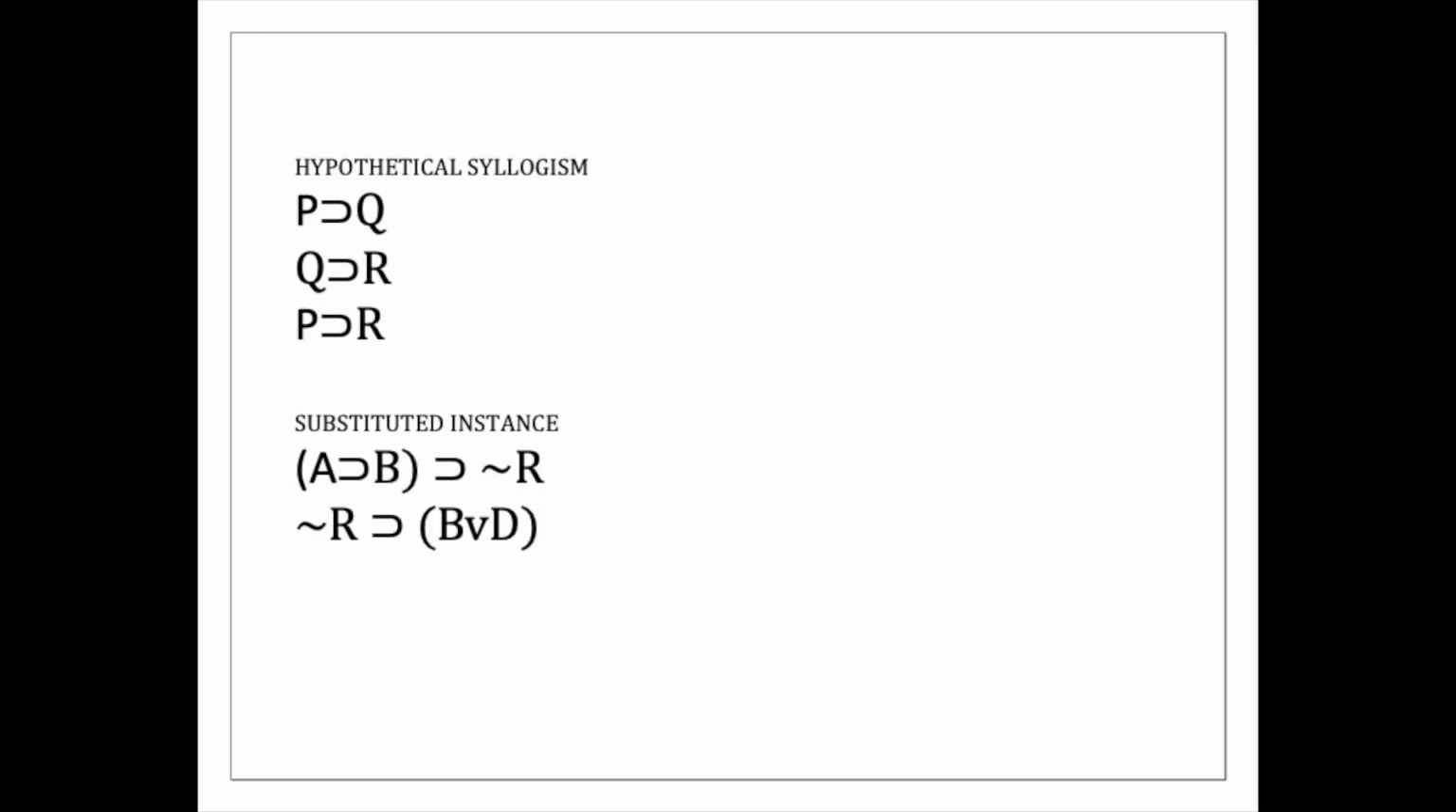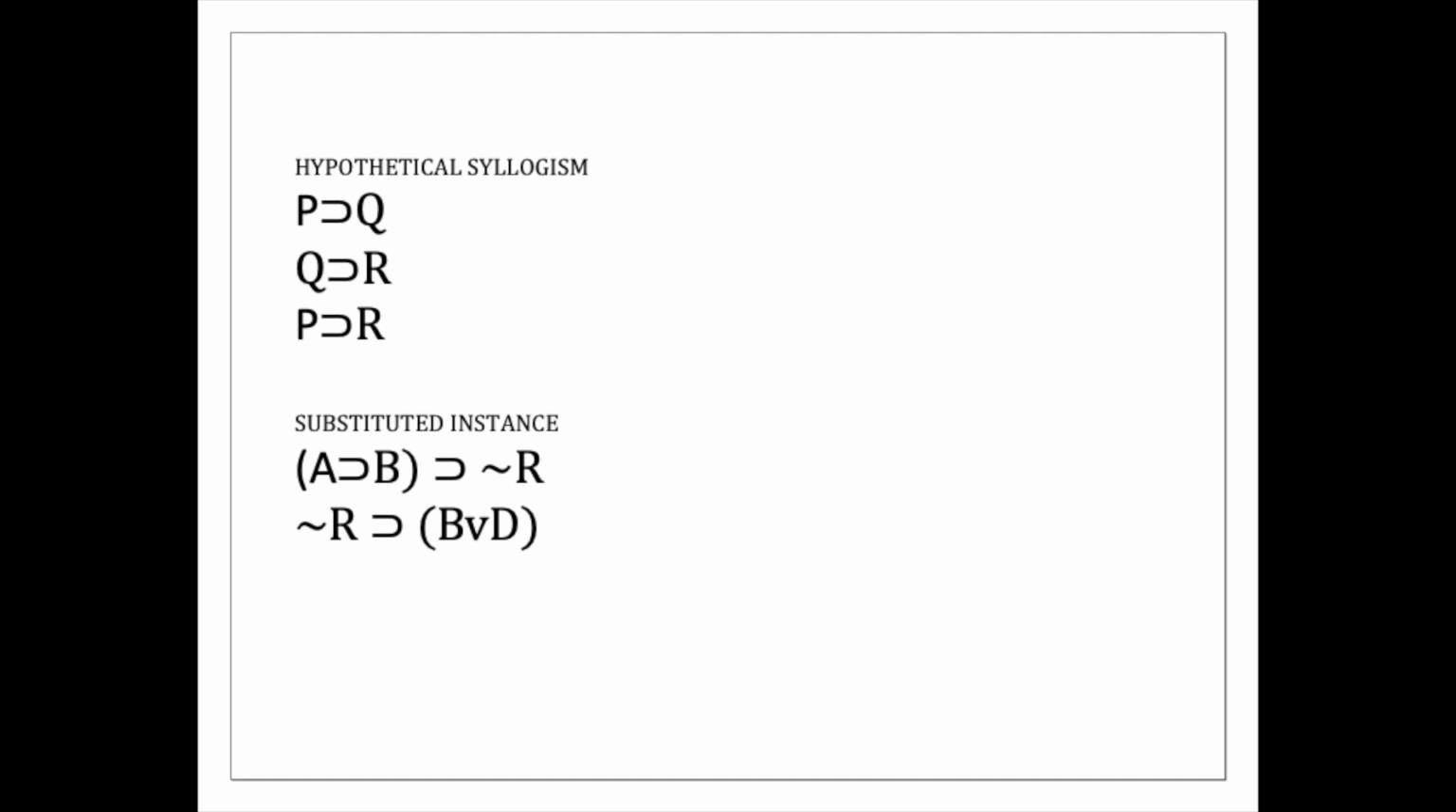Let's look at the example for the hypothetical syllogism rule. The first premise is a conditional. The antecedent is also a conditional: if A, then B. The consequent of the first premise is not R, tilde R. The second premise is also a conditional: if tilde R, then B or D. The consequent of the second premise is a disjunction.